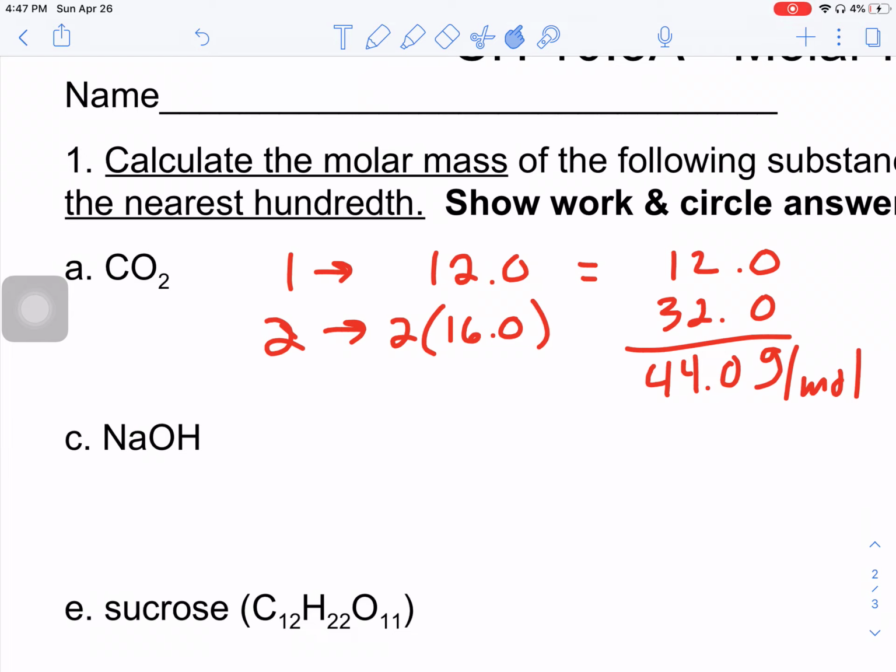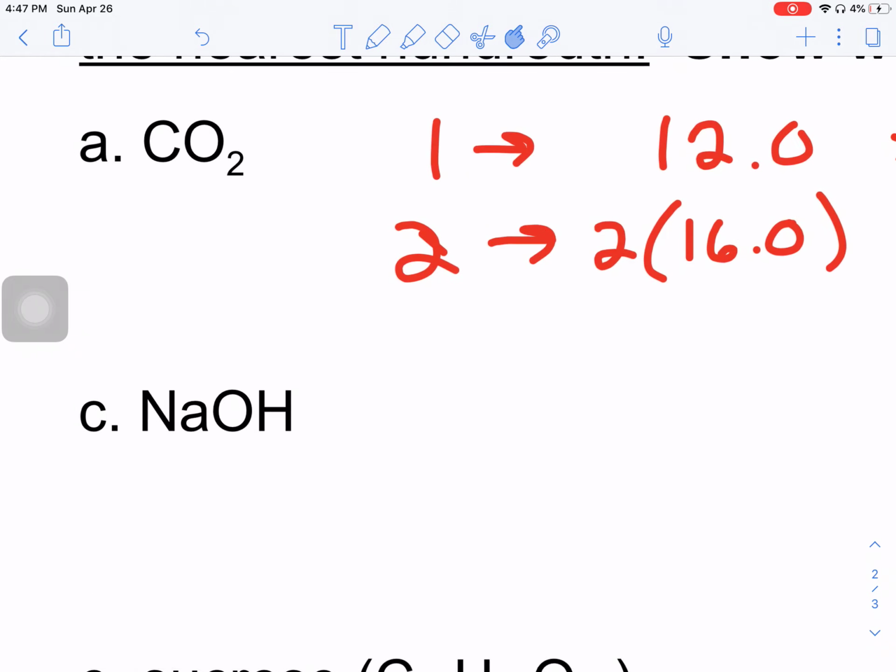All right, let's do another one. Let's do sodium hydroxide. This is going to be ionic. I see 1 atom of sodium, and 1 atom of sodium, according to the periodic table, is going to be 22.998. I'm just going to call it 23.0 because I'm rounding to 1 decimal place.